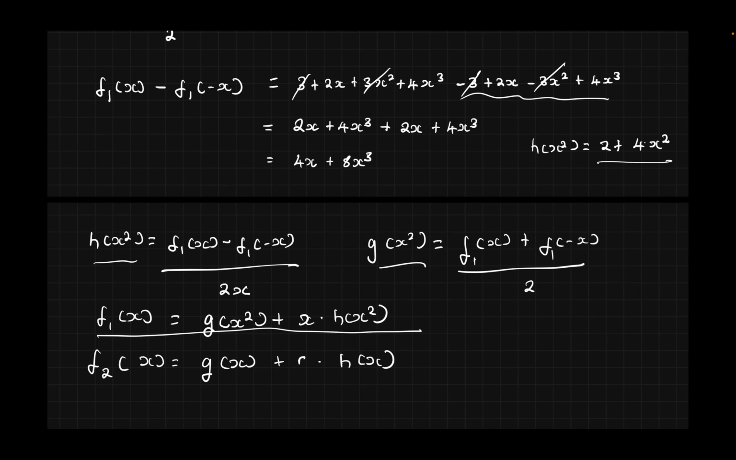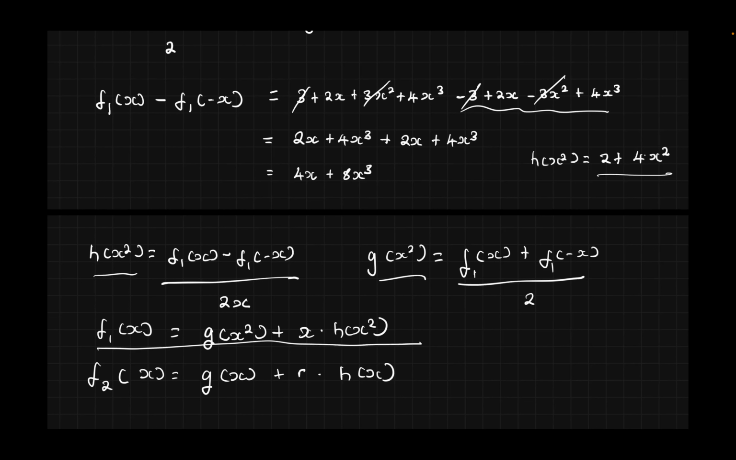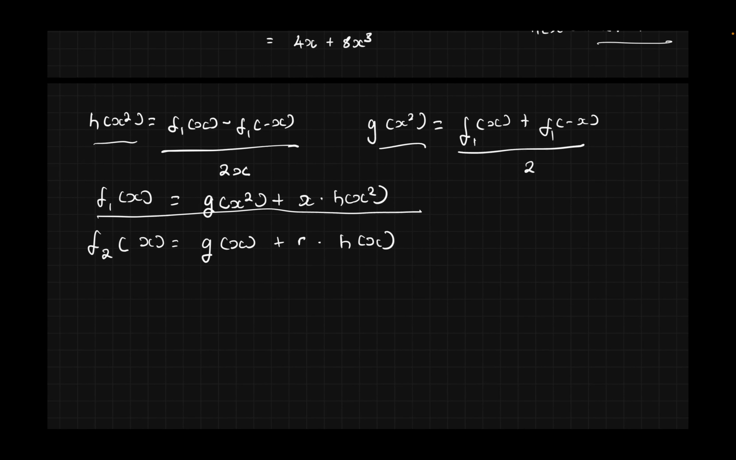If I wanted to, I have an expression for g of x squared, yes, but I need an expression for g of x to be able to know how to get f2 of x. So if the expression for h of x squared is this, then what's going to be the expression for h of x? Just do square root on both sides. Exactly. So h of x is f1 of what?